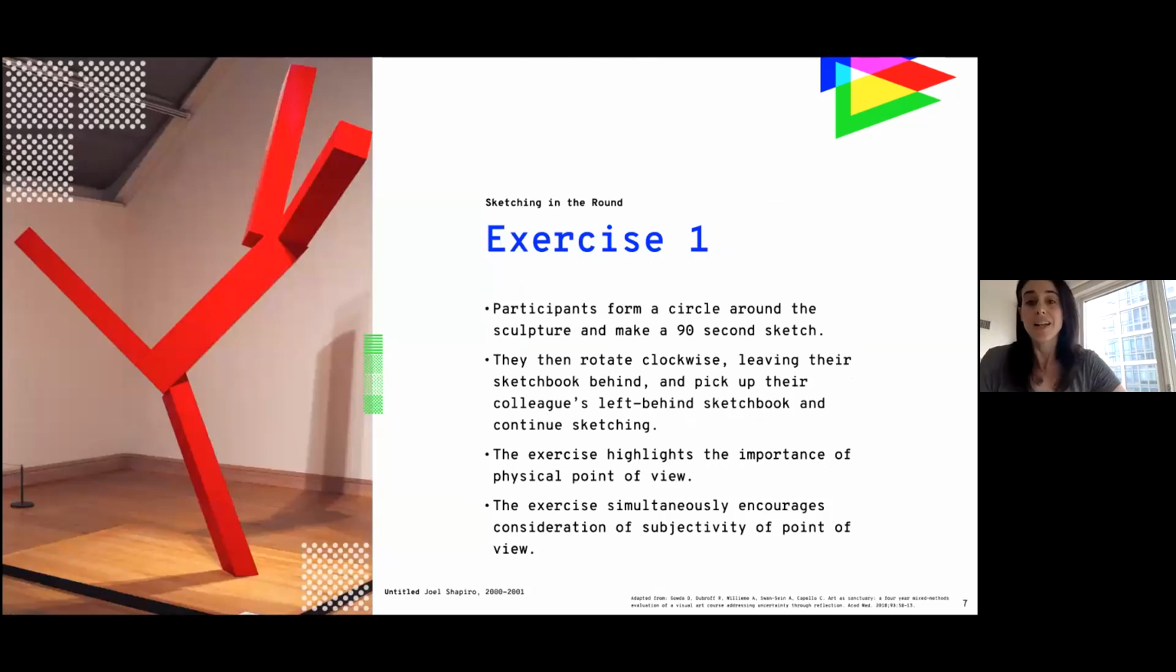So this is an example of one of the exercises we do, which is adapted from a paper that I published in 2018 and was designed by a colleague, Anna William, who is an art educator that I've worked with in the past, and it's called Sketching in the Round. We have the participants circle around this sculpture, do a 90-second sketch. That's what they think is gonna happen, and then I say, drop your sketchbook and rotate counterclockwise. So they pick up the sketchbook of the person to their left, keep sketching for 90 seconds, and repeat until they've gone all around the circle.